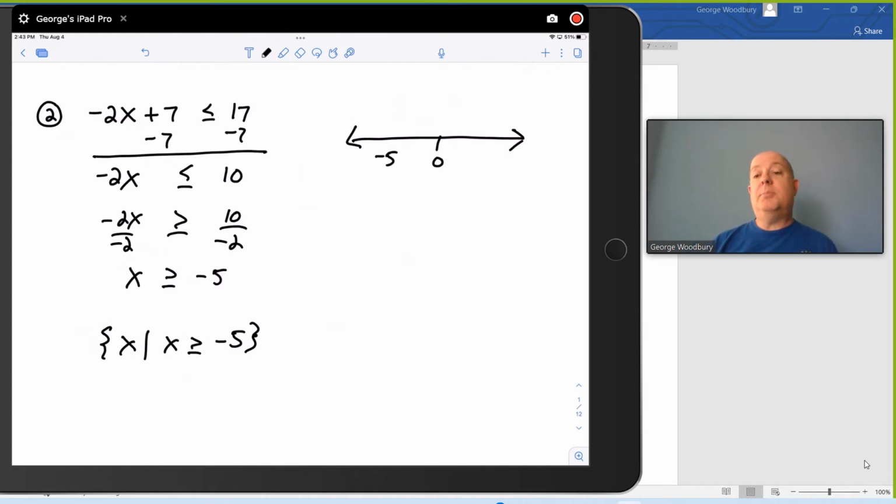And this time we want x to be larger than negative 5, so we're going to shade to the right. But because of the equal sign under the greater than sign, that means that negative 5 is a solution. We indicate that with a square bracket, and then we shade to the right. Interval notation would look like this: negative 5 with a bracket, comma, infinity. Again, the right arrow heading towards infinity.